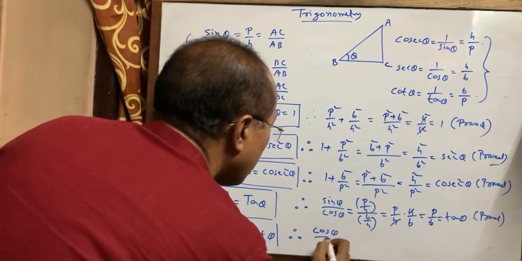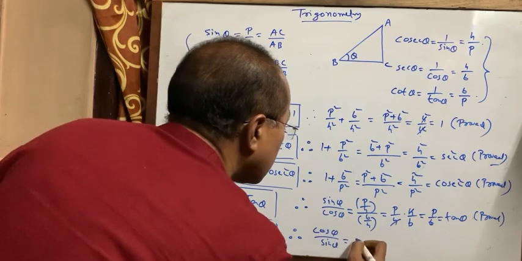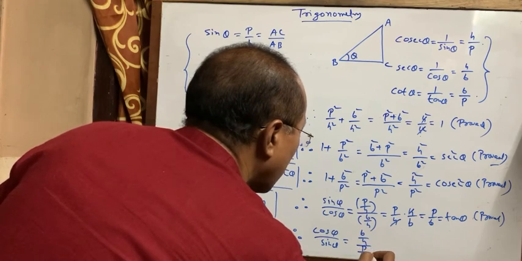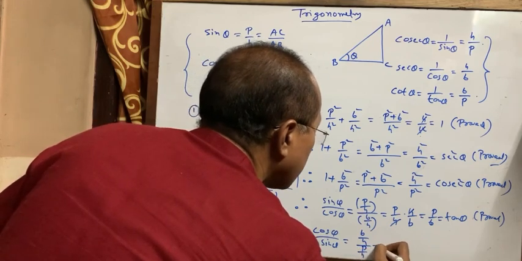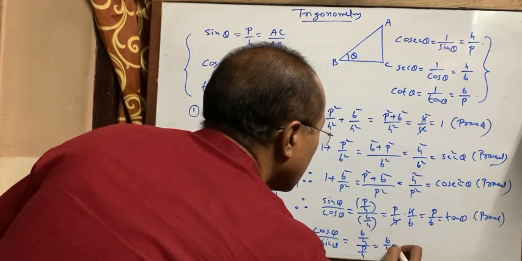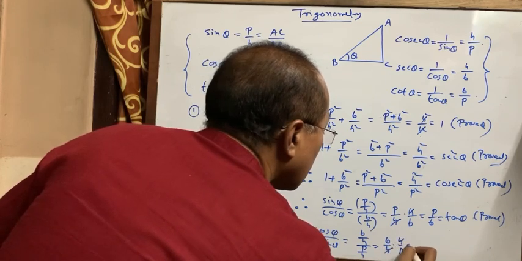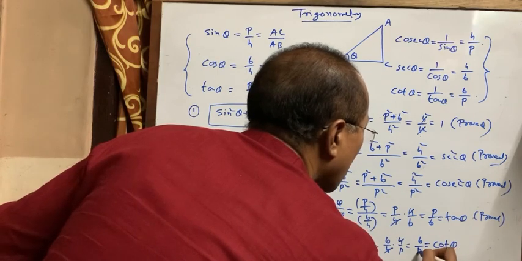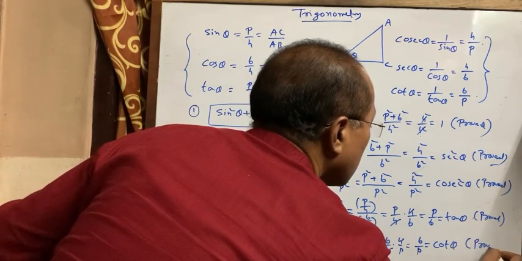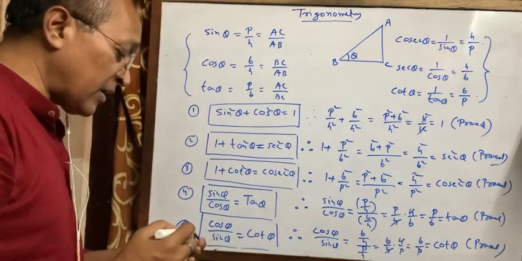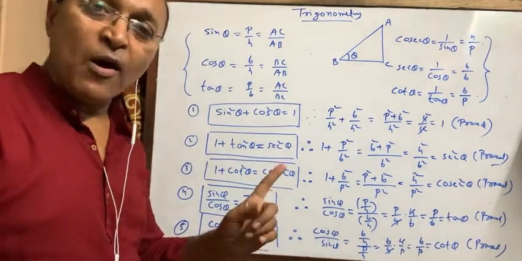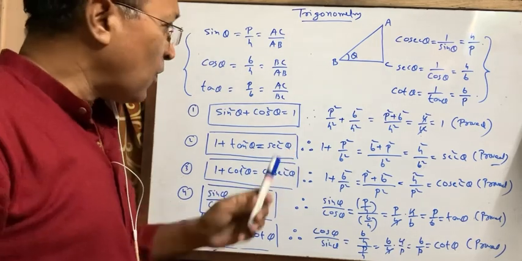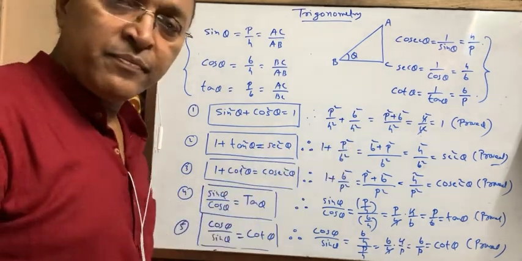Cos theta by sin theta means base by hypotenuse and perpendicular by hypotenuse, ultimately base by perpendicular, which is cot theta. So all the relations have been found, and here in a nutshell all the relations are being proved.